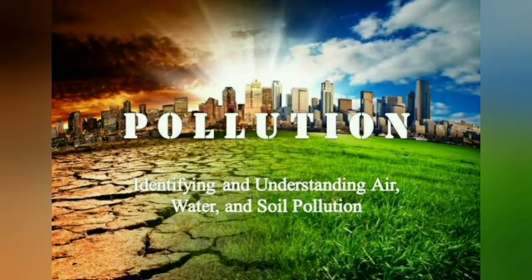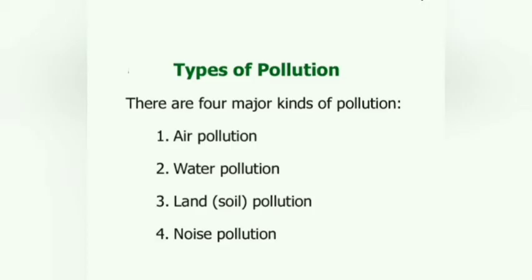Pollution. Pollution occurs when the environment gets contaminated by waste, chemicals, and harmful substances. Any substance that causes pollution, we call it a pollutant. It is mainly caused by human activities. There are different kinds of pollution. The four major kinds are air pollution, water pollution, land or soil pollution, and noise pollution.